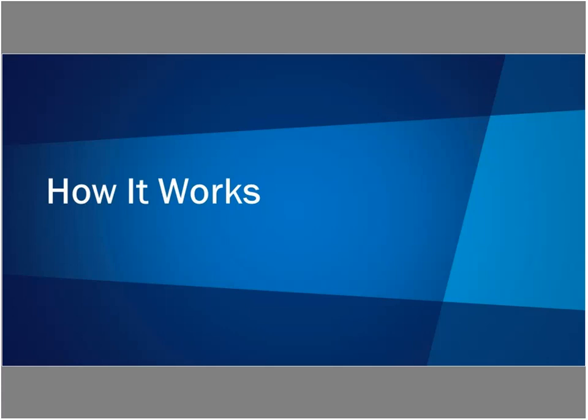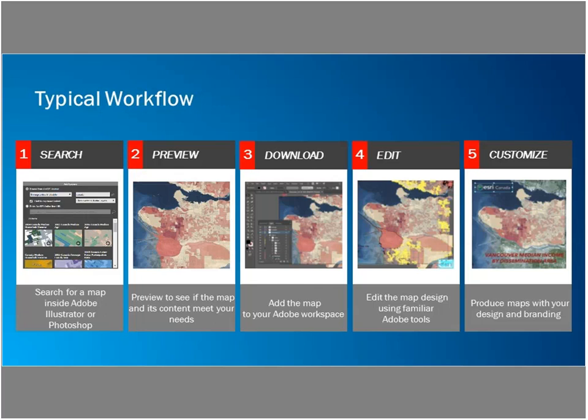Okay. So how does it work? Let's move on to the real things. First, let's describe a typical workflow when you're using this extension. First, you will search a map from ArcGIS Online inside Adobe Illustrator or Photoshop, and then you will preview to see if the map and its content meet your requirements. Then you will add the map to your Adobe workspace, either in Illustrator or Photoshop. Then you do your editing and map design using the tools that you are familiar with. And then you produce the map with your design and branding as you wish.